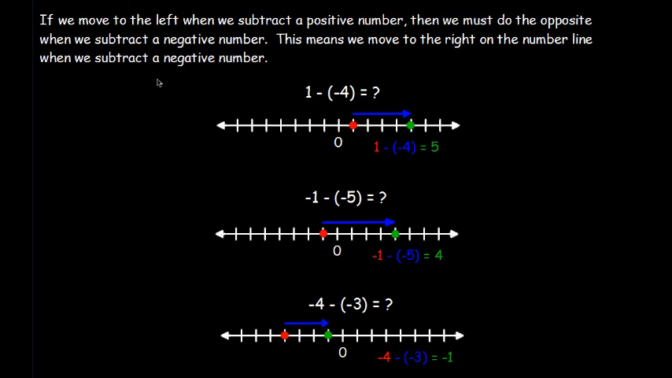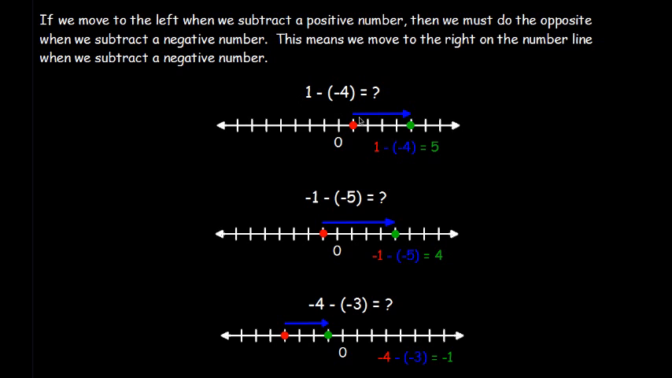Alright, now, if we move to the left when we subtract a positive, that means we move to the right when we subtract a negative. So if you think about it, a negative is just the opposite. If you're subtracting a positive and you move left, the opposite of a positive is a negative, and the opposite of moving left is moving right. So that's what we just said here.